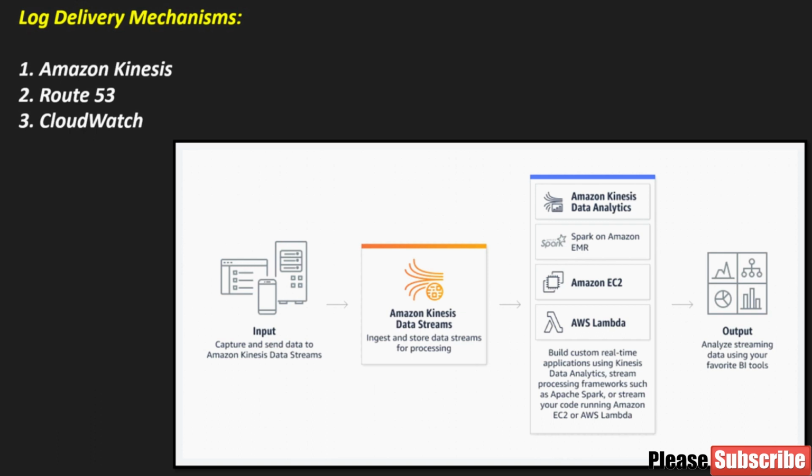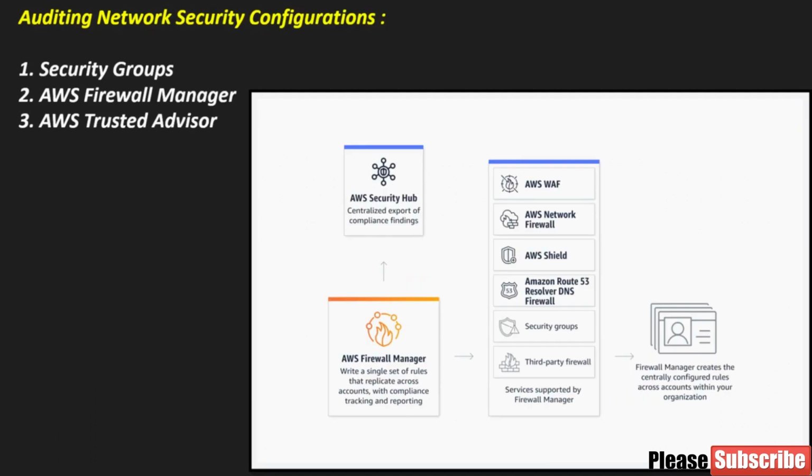We can focus. So what about auditing network security configurations? Starting with security groups, for defining firewall rules. Security groups act as virtual firewalls for your instances, controlling inbound and outbound traffic. Regular audits of security group configurations help ensure that only necessary traffic is allowed, minimizing the risk of unauthorized access.